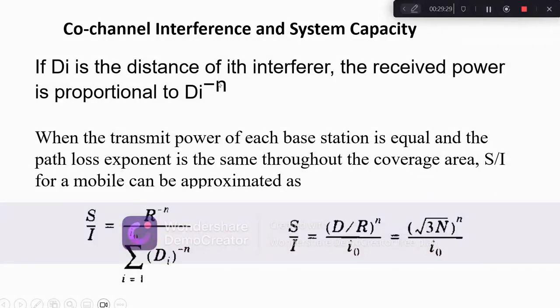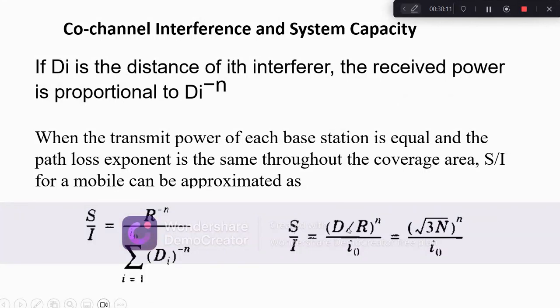Di is the distance of the ith interferer. The received power is proportional to di exponent minus n. So you see we have all these quantities now. When the transmit power of each base station is equal and the path loss exponent is the same throughout the coverage area, signal to interference for a mobile can be approximated as follows. So we know this signal to interference ratio, and this number tells us how much the signal is stronger or the interference is stronger.